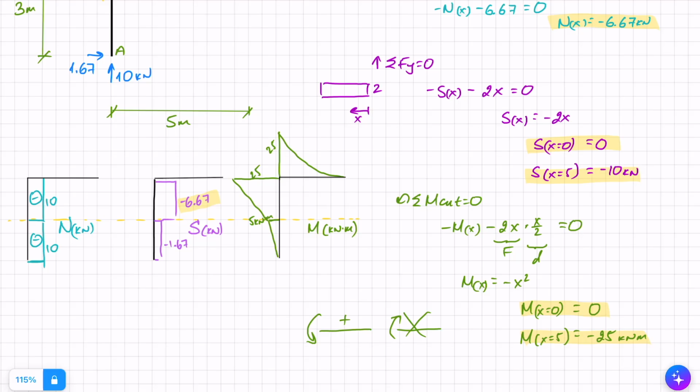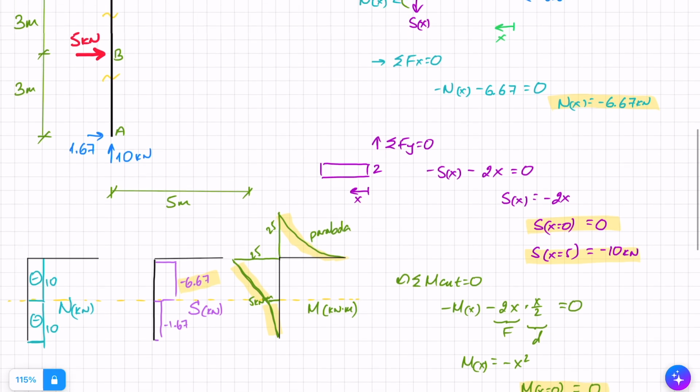Now this is going to be parabolic, so it's going to look something like that. Just to differentiate, this was a straight line here, this is a parabola, this is also a straight line here. Straight lines here and here because these are concentrated loads, and a parabolic line here because this is a UDL. That's the moment done.